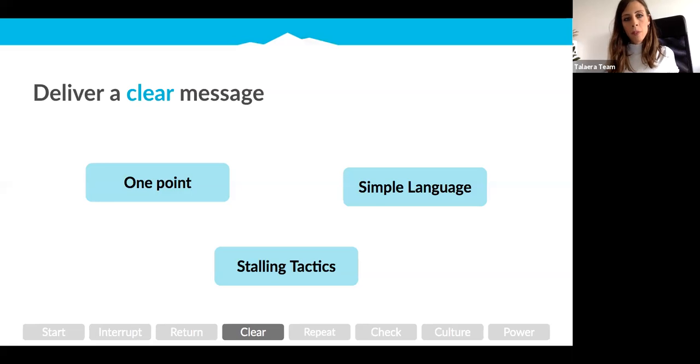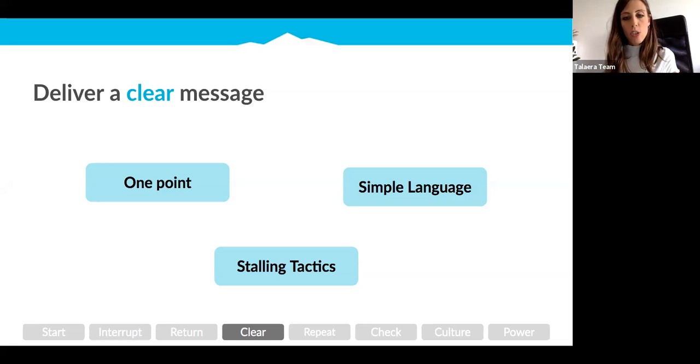Well, 3 simple tips to deliver a clear message. First, one point at a time. What do you want to say? Just one thing. And then you can add information later, but focus on one thing. Use simple language. It's really not about winning a prize. You don't need to use fancy vocabulary. The goal is that people really understand what you're saying.